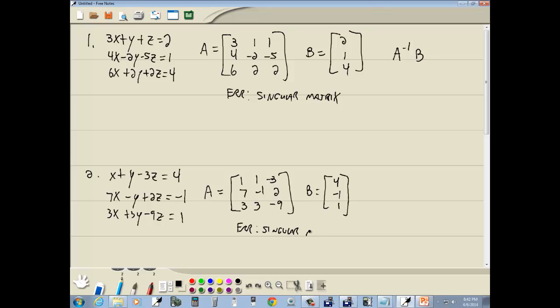This is as good as it gets on a TI-82 calculator. Once you get error singular matrix, it means one of two things, and that's what we're going to talk about now. If you look at my first set of equations here, 3x plus y plus z equals 2, 6x plus 2y plus 2z equals 4, I took this first equation and multiplied everything by 2. 3x times 2 gives us 6x, y times 2 gives us 2y, 2 times z is 2z, and 2 times 2 is 4.